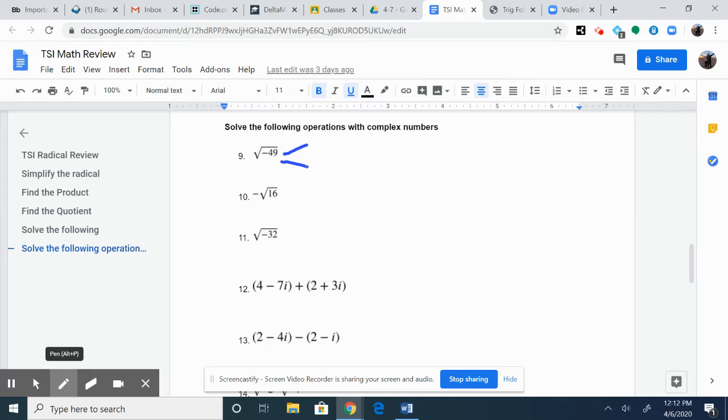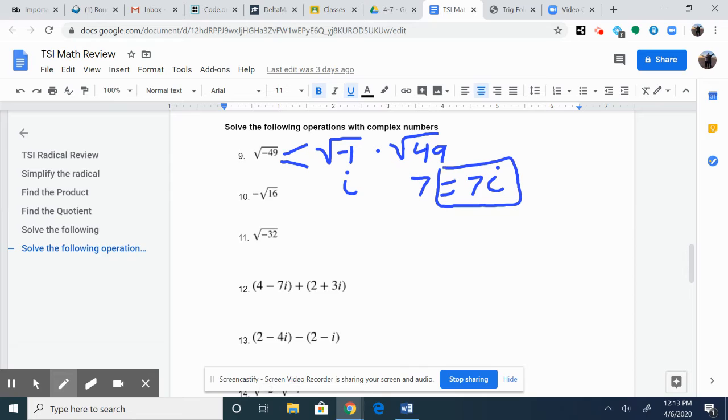So what we do is we separate square root of -1 and square root of 49. So we take the square root of 49, that equals 7. And the square root of -1 is called an imaginary number. So together, the answer would be 7i.